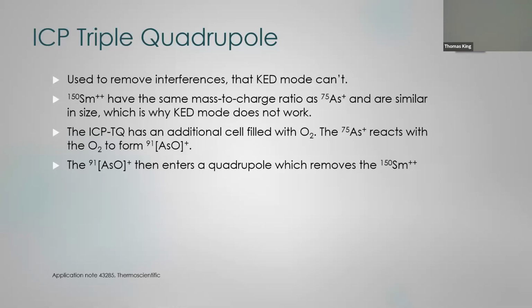So the triple quad has an additional cell filled with oxygen, where the arsenic will actually combine with the oxygen to form a new molecular ion. This molecular ion has a different mass to charge ratio than the samarium. Then the new molecular ion enters a quadrupole, which removes the doubly charged samarium, because now there are different mass to charge ratios. So it changes the mass to charge ratio of the 75 arsenic. That's how it removes the interference.